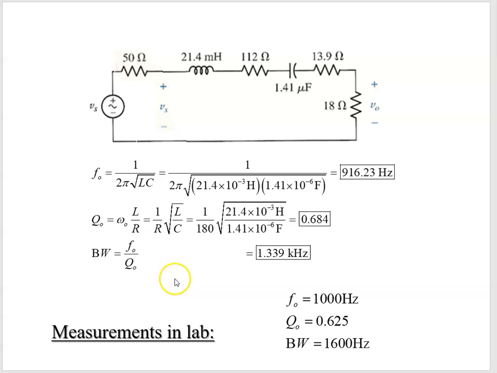What we could measure in lab is the bandwidth. If we measured it to be 1600 hertz, and we measured that's the half power bandwidth, where we measured the voltage response to be 1 over square root of 2 times the maximum, we found the maximum at 1000 hertz. Then from that we calculate the quality factor is F0 divided by the bandwidth. So we still have error. So where does that error come from?